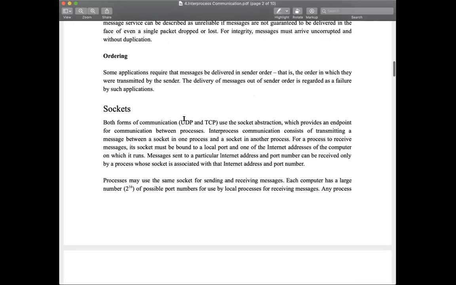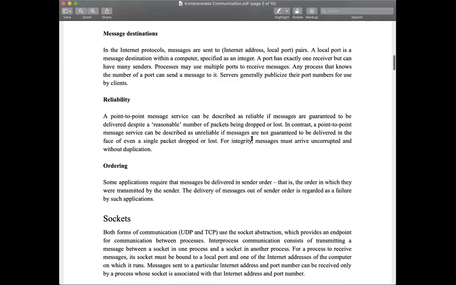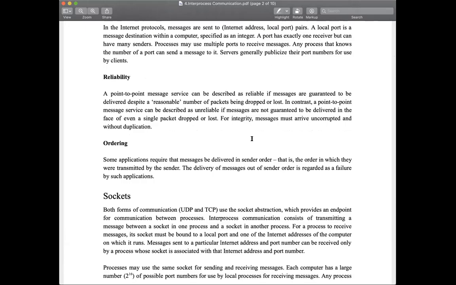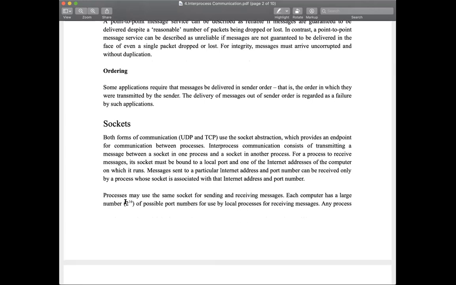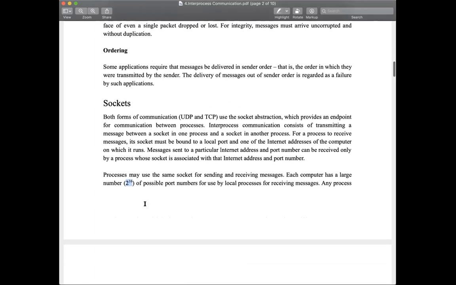A socket is defined with the port and the destination address, or the internet address. The combination defines the socket, right? So a socket, as we discussed earlier, when you're talking about the destination, is a pair which is the internet address and the local port. So basically in application development we talk about sockets, which concern the internet address and the port. Here as you can see we have 2 to the power 16 possible ports, right?